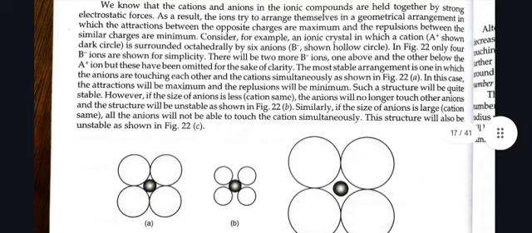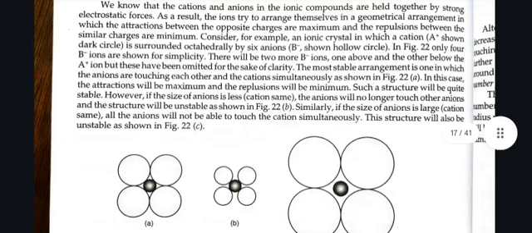The most stable arrangement is one in which the anions are touching each other and the cations simultaneously, as shown in figure 22a. In this case, the attraction will be maximum and the repulsion will be minimum. Such a structure will be quite stable. However, if the size of the anions is less, cations the same, the anions will no longer touch other anions and the structure will be unstable, as shown in figure 22b. Similarly, if the size of the anion is large, cations the same, all the ions will not be able to touch the cation simultaneously. The structure will also be unstable, as shown in figure 22c.